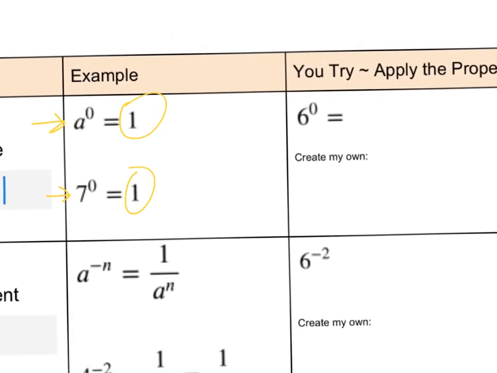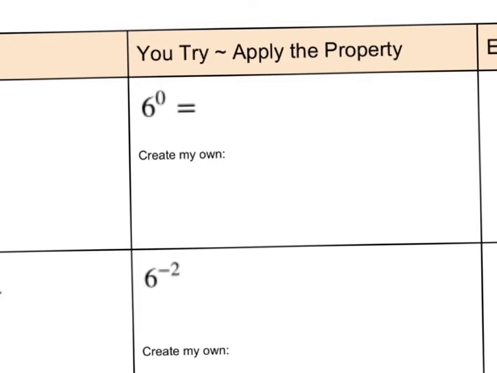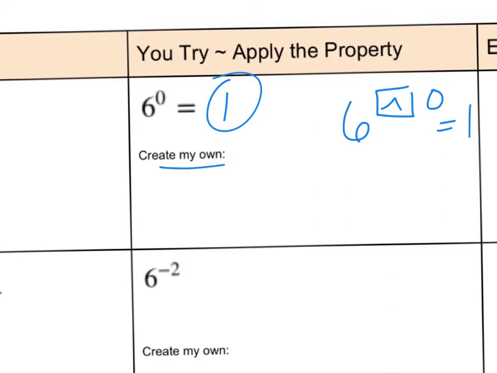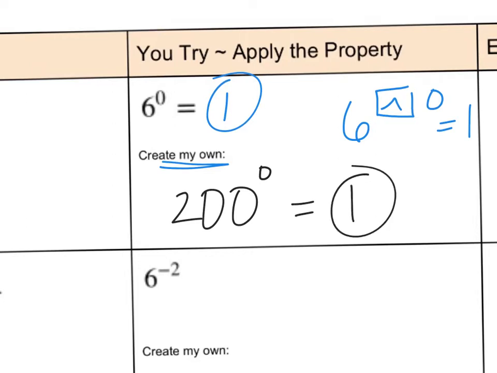Now it's your turn to try. Let's apply the property. So what do you think 6 to the zero power would be? Yes, it equals 1. Don't believe me? Grab your calculator. If you use our regular school calculator, you put 6, then the caret key, and put in 0, hit enter, you'll get 1. So now create your own. I'm going to do 200 to the zero power. Guess what that equals? Yep, it equals 1.